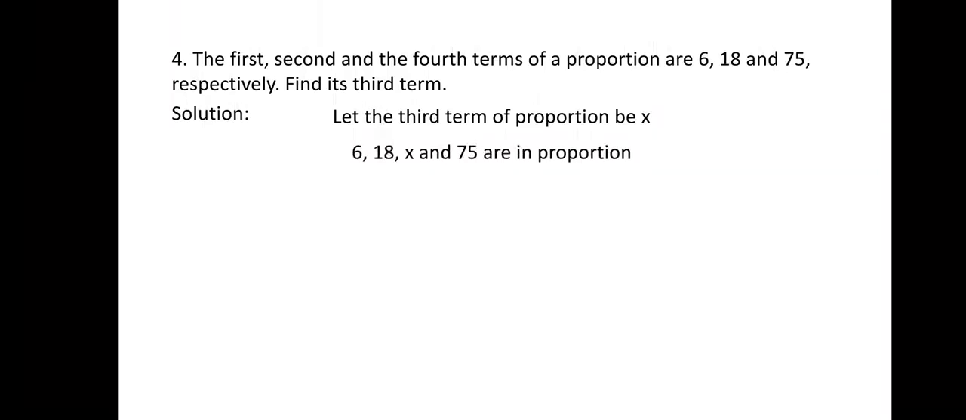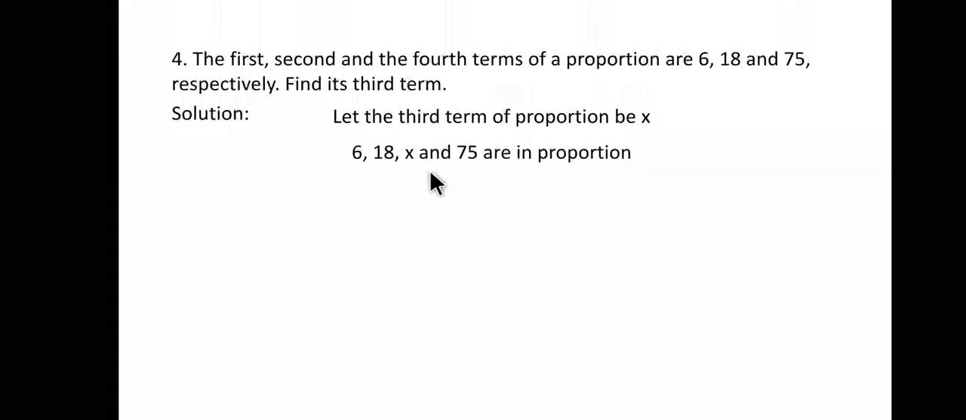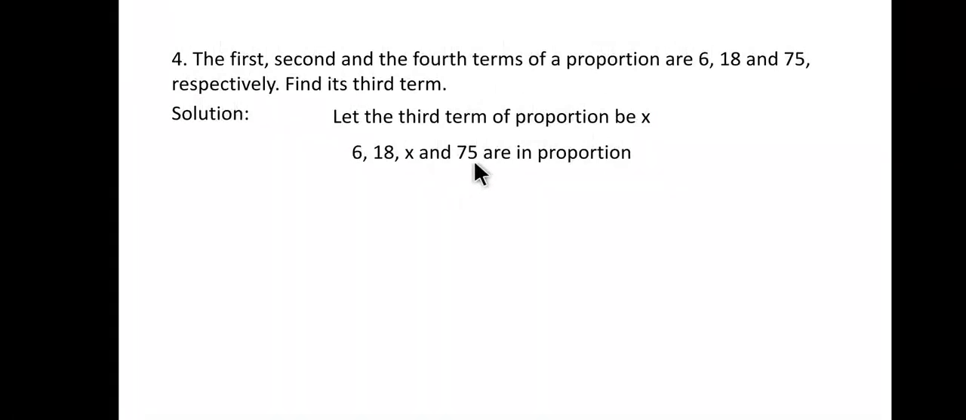Then 6 is the first term, 18 is the second term. Now x is the third term and 75 is the fourth term. So 6, 18, x and 75 are in proportion. Always remember that the order of these terms, as it's mentioned in the question, has to be in proper order. If the order is not maintained properly, then your work will be incorrect.